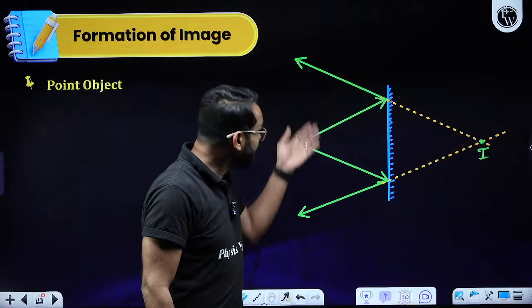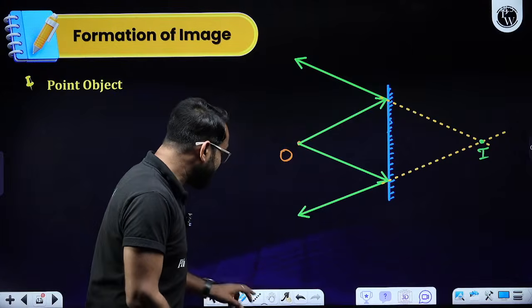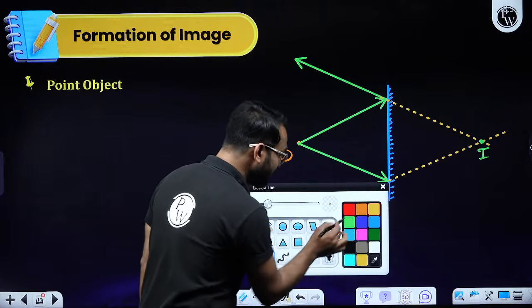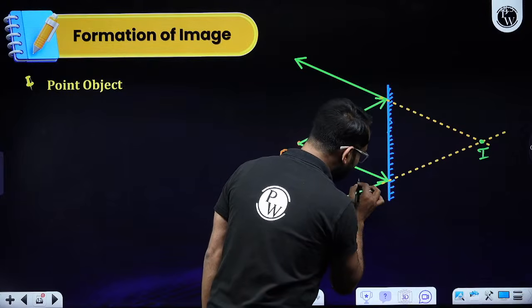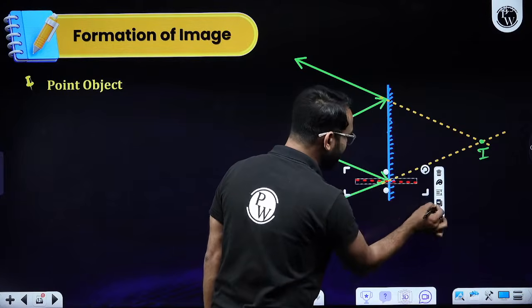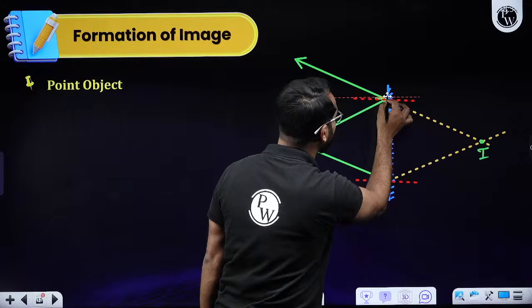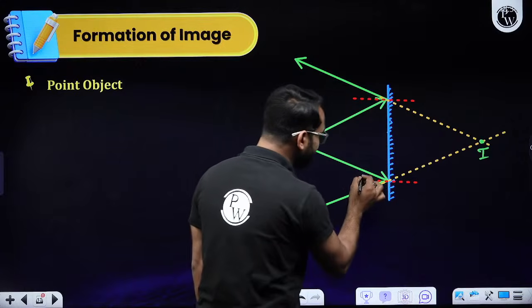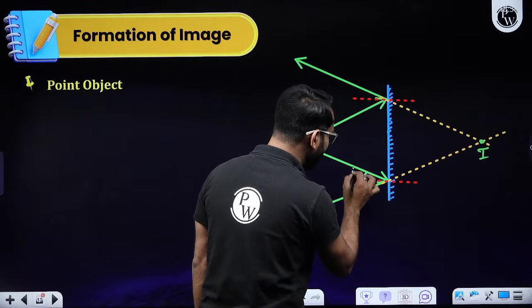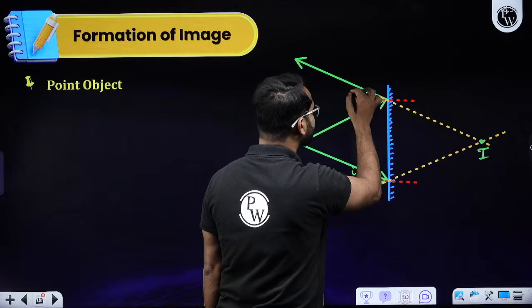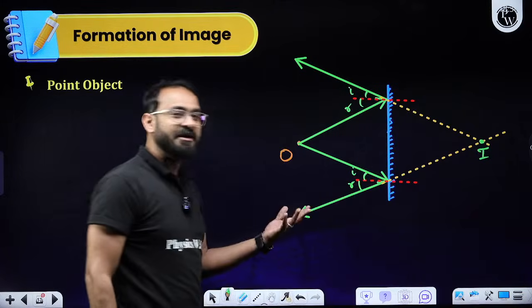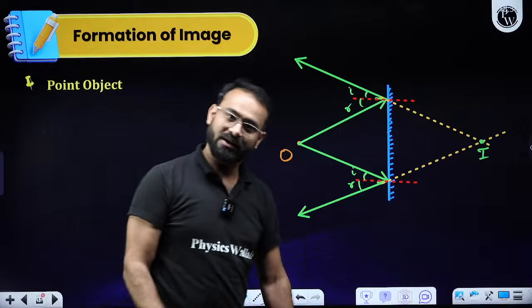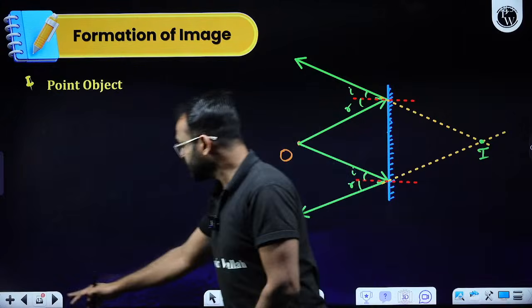But minimum 2 rays were required. And even at this place, if I draw the normal over here, you would be able to see angle I and angle R will be equal to each other, of course, although it's a plane mirror case. Done? But sir, that was the point object.